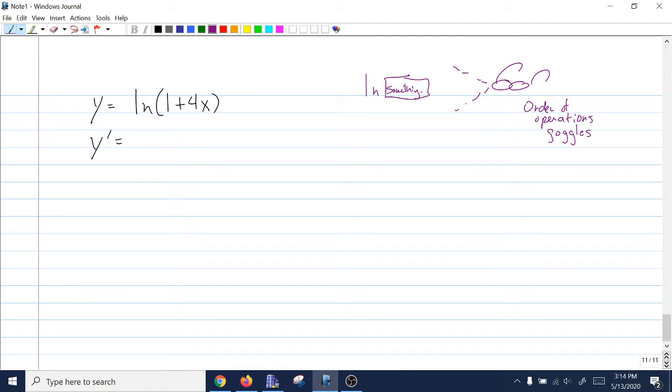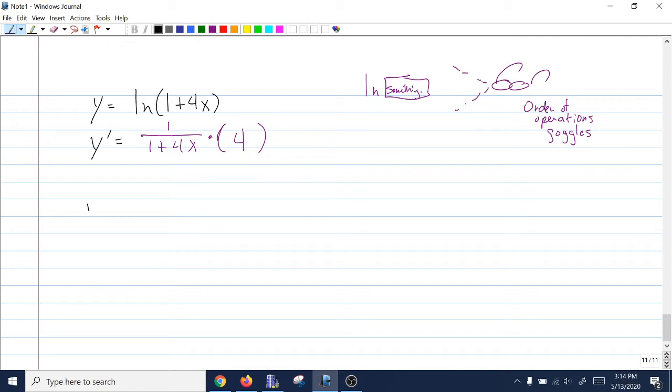This is natural log of something. The derivative of natural log of something is 1 over. 1 over what? 1 over leave the inside alone, and then multiply by the derivative of the inside. The inside is 1 plus 4x. What's the derivative of 1 plus 4x? It is 4.